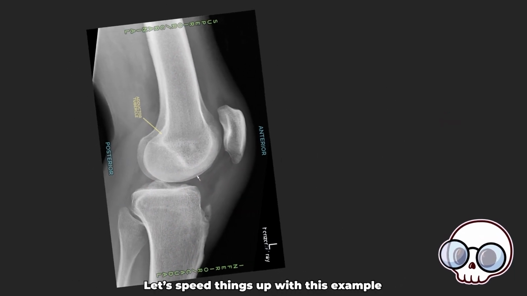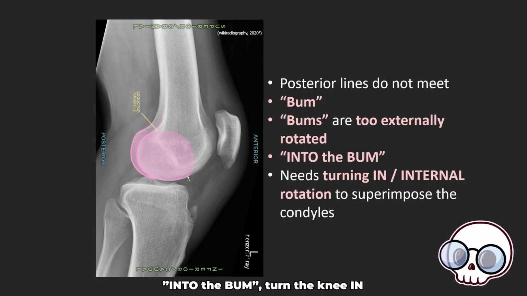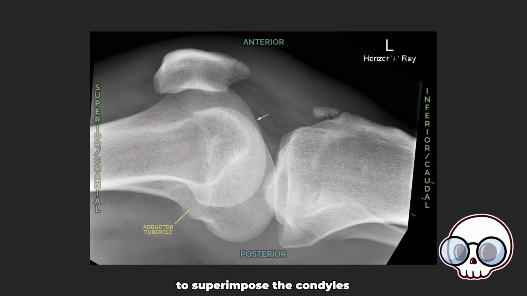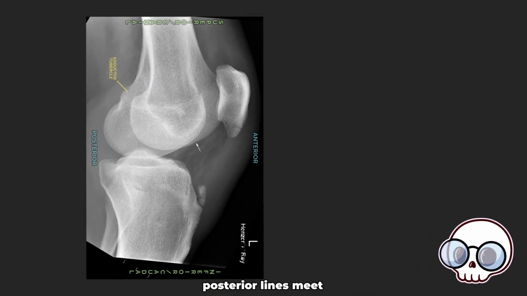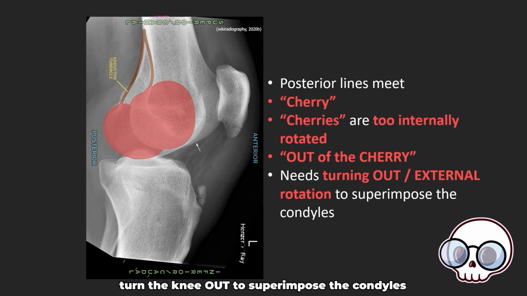Let's speed things up with this example. Posterior lines don't meet, which means it's a bum. Into the bum, turn the knee in to superimpose the condyles. And with this one, posterior lines meet, which makes it a cherry. Out of the cherry, turn the knee out to superimpose the condyles.